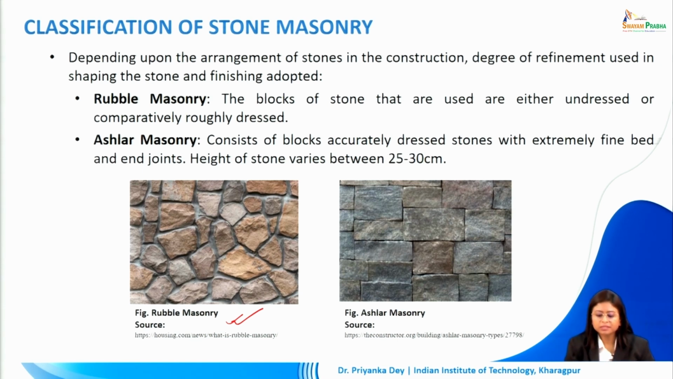In ashlar masonry, the blocks are more accurately dressed, so we will give it a particular shape, there will be more regularity, and there will be a pattern in which we can arrange them. So they are extremely fine bed and end joints, and the height of the stone varies from between 25 to 30 centimeters, slightly more than what we were dealing with in brick masonry.